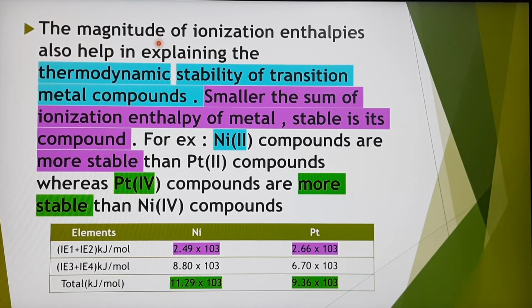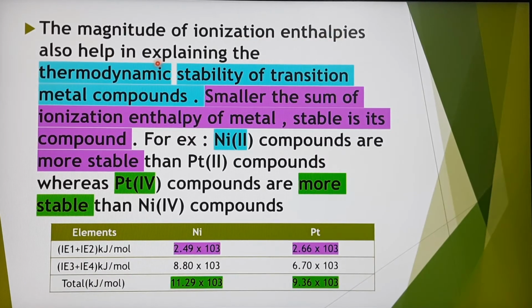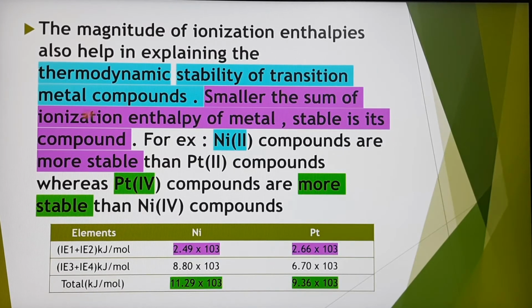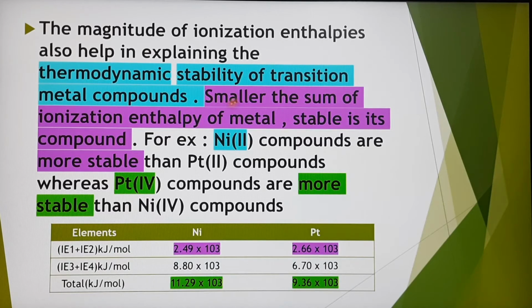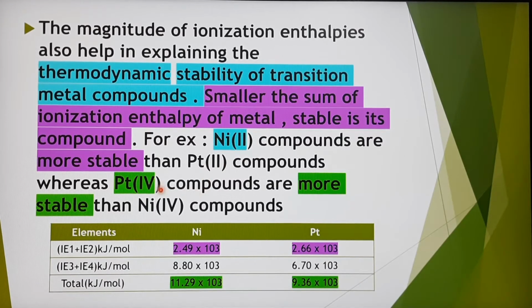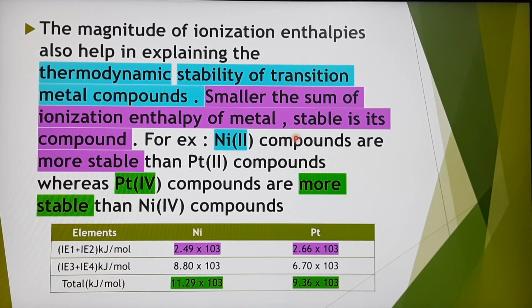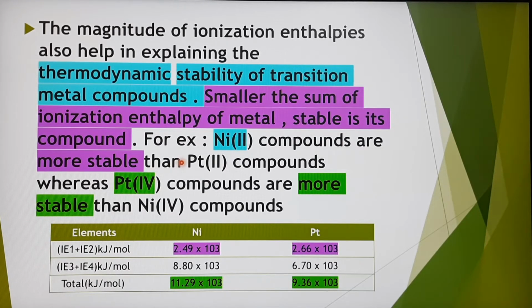Now these ionization enthalpy values help in explaining the thermodynamic stability of transition metal compounds. It means the smaller the sum of ionization enthalpy of the metal, the more stable is its compound. Suppose we compare compounds of nickel and platinum in +2 state and in +4 state. Compounds of nickel in +2 state are more stable than platinum compounds in +2 state. The reason behind it is the ionization enthalpy.